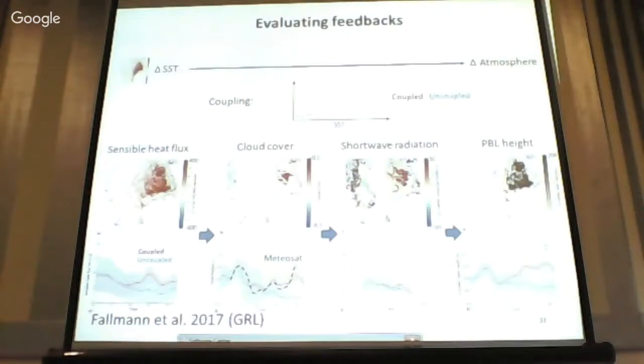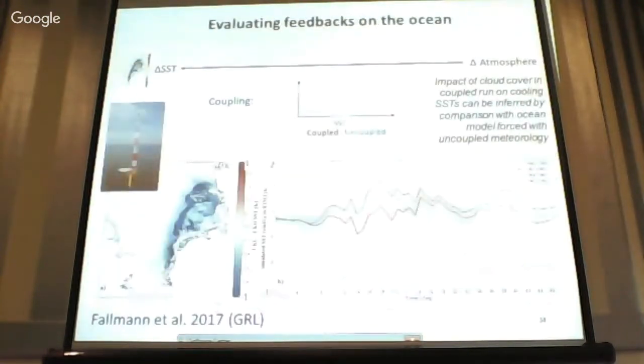One of the main signatures of that heating effect at the surface was in the boundary layer depth. So we're trying to look for metrics and diagnostics that tell us something about the coupling strength. And on this occasion, looking at boundary layer depth was quite a nice discriminator between coupled and uncoupled runs. In the coupled system, we can also look at how that variation in the meteorology then feeds back on the ocean.